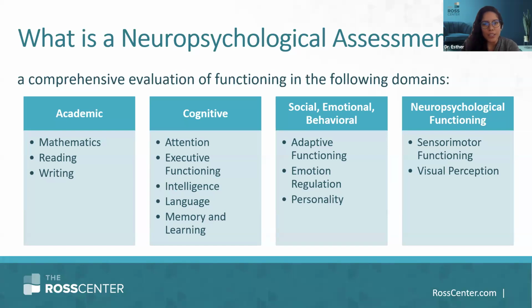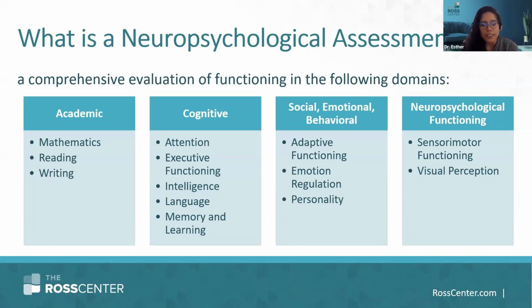So what is a neuropsychological assessment? They are a comprehensive evaluation of functioning in one or more of the following domains. The first is academic, and these involve tasks that assess one's ability in mathematics, reading, and writing. There are also tasks involving cognitive abilities, including one's ability for attention, executive functioning, intelligence, language, memory, and learning.